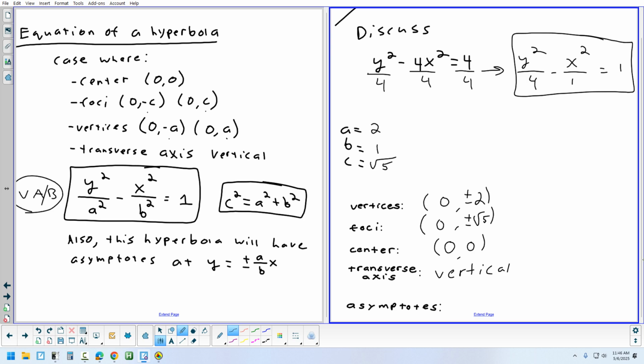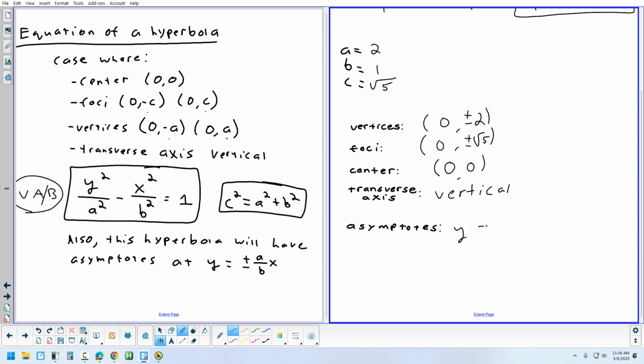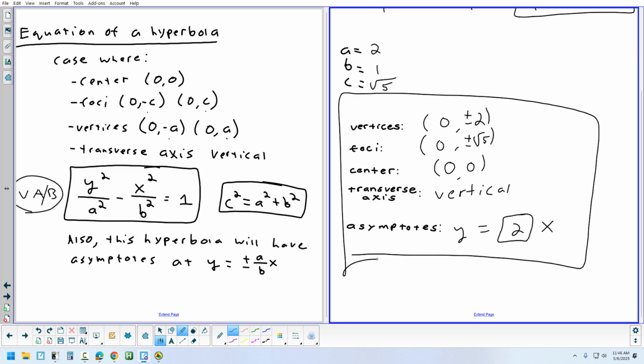Okay, and the last thing is your asymptote. When you are vertical, what's your slope? Yep, A over B. 2 over 1, you can write that as just 2. So y equals 2x. All right. Any question on describing that hyperbola?